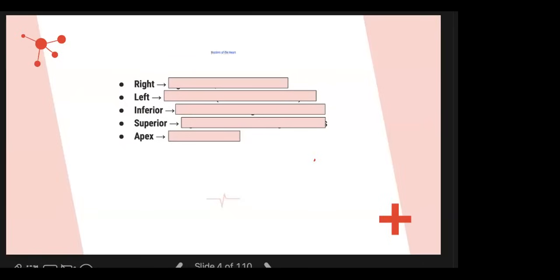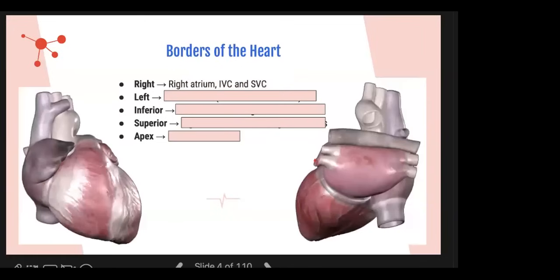So if we look right here, I can show you a nice drawing. When we say borders, we have five borders. This is the left side, this is the right side, the inferior, the superior, and the apex. So if we see here, the right side of the heart, what's going to be lying there is essentially the right atrium and the superior vena cava and the inferior vena cava. Is that clear?